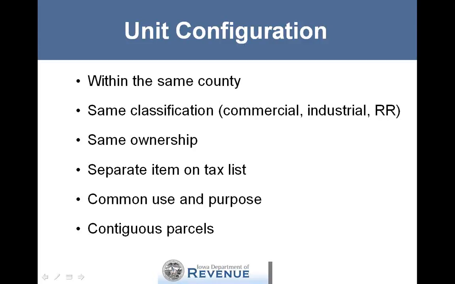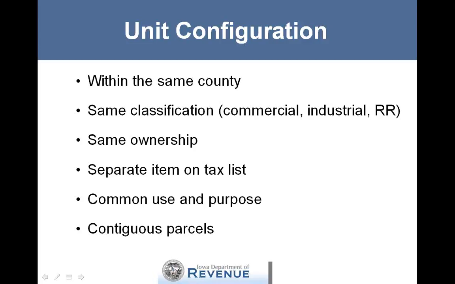And please remember that if John and Mary Apple own one parcel and Mary Apple owns a different parcel, that's not the same ownership. Same ownership applies if exactly the same, John and Mary Apple in this example, own all of the parcels that would be in the unit. So now we have a separate item on the tax list that also constitutes what comprises a unit. And please bear in mind that all of this definition is coming right out of the Iowa Code.